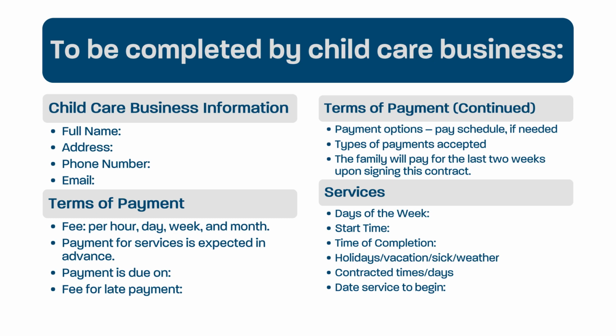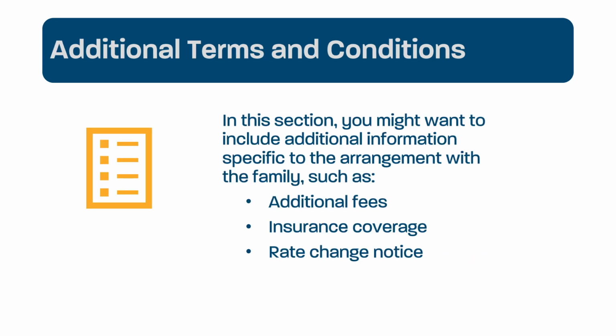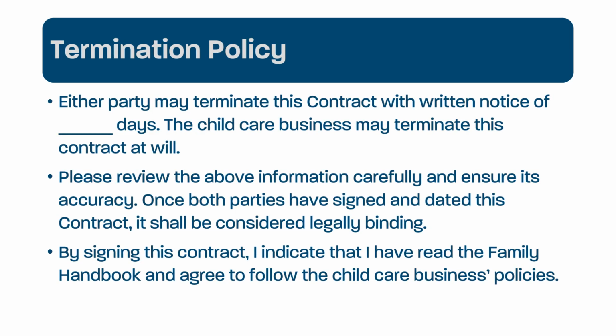The contracted times and/or days, and the date service is to begin. In this section, you may want to include additional information specific to the arrangement with the family. Such information could include additional fees, insurance coverage, or a rate change notice. The termination policy will be outlined as follows: either party may terminate this contract with written notice of how many days.